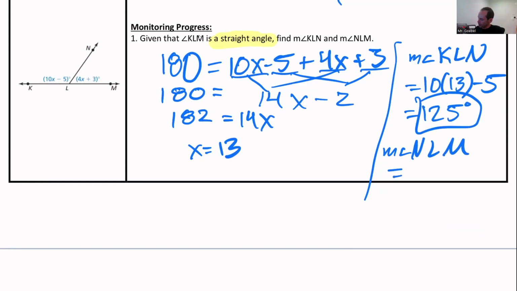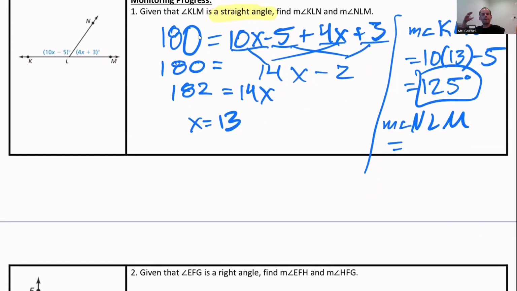Tell you what, I don't think I mentioned this earlier. Let's say I'm feeling lazy. I don't want to plug in 13. A faster way I could get the second angle that doesn't involve plugging it in: all I need to remember is, how much was the whole thing? A straight angle is 180 degrees, right? We just found out the first one was 125. So how much must be left over? 180 minus 125. That tells me this must be 75? No, 55. 55 degrees.